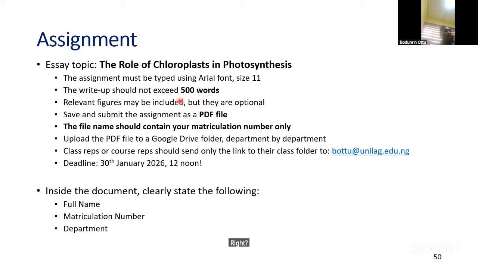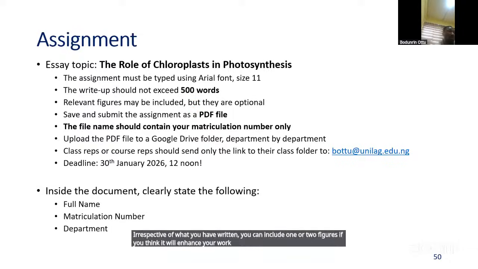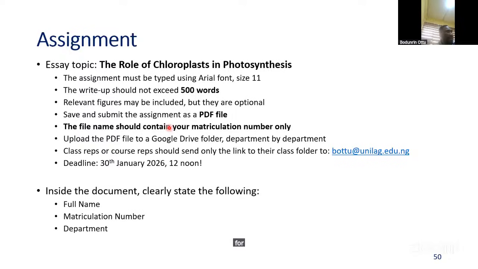If it is more than 500 words, please include your word count. So at the top of your essay, write your word count: 480, 492, 499, include your word count at the top. If it is more than 500 words, it will not be marked. Automatically, you will get 0, irrespective of what you have written. You can include 1 or 2 figures if you think it will enhance your work, but it's not compulsory for you to include figures. And then you're saving it as a PDF file.